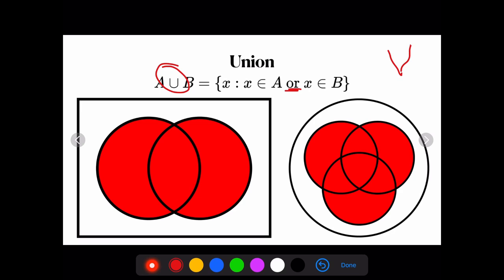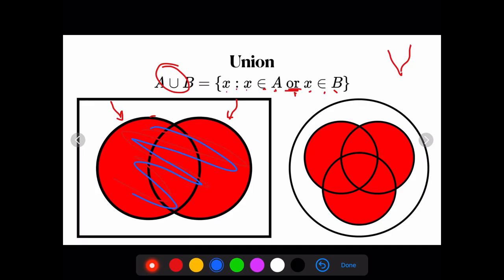So in logic, we have kind of that symbol over there. That means "or." So a union is defined as X such that X is an element of A or X is an element of B. So X is in A or in B. So if this is set A and this is set B, then the union is all this red stuff inside here.